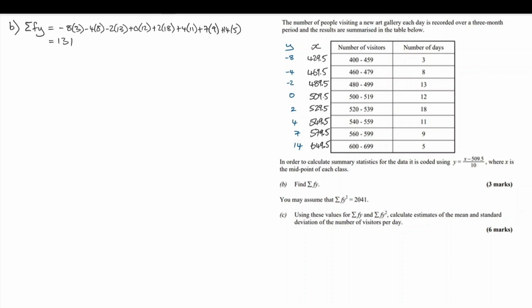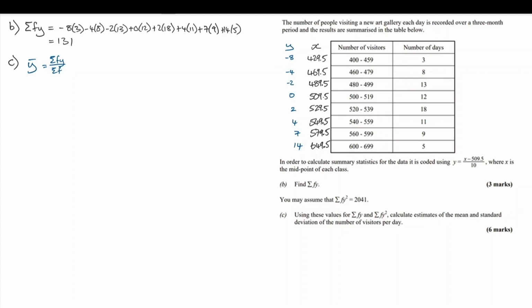We're then told that the sum of fy squared is 2041, and we're asked to use these values to calculate estimates of the mean and standard deviation of the number of visitors per day. Okay, so I can find the mean and standard deviation of the y values, of the coded values, and I will then need to uncode these to know about the number of visitors per day.